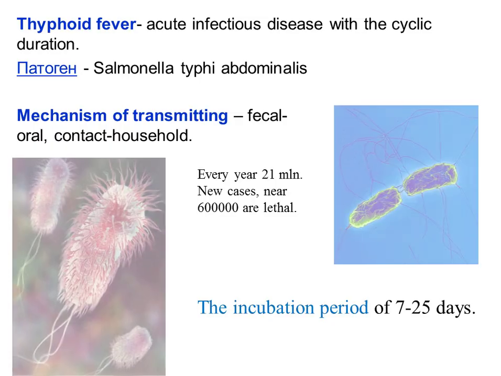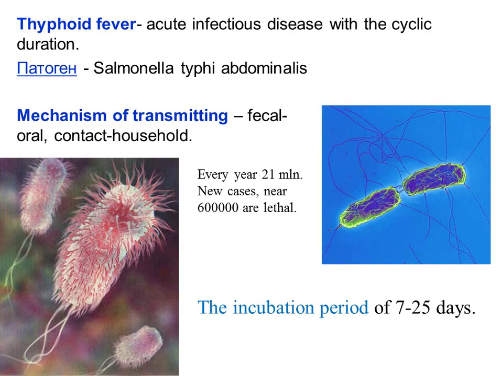So we start with typhoid fever. What is it? It's an acute intestinal infectious disease caused by Salmonella typhi abdominalis. The causative agent is the main representative of the large genus of Salmonella, gram-negative microbes, the most dangerous form of Salmonella, so it's a separate form. It's an enteric infection. The source is a sick person and bacilli carrier. The incubation period is from 7 to 25 days.